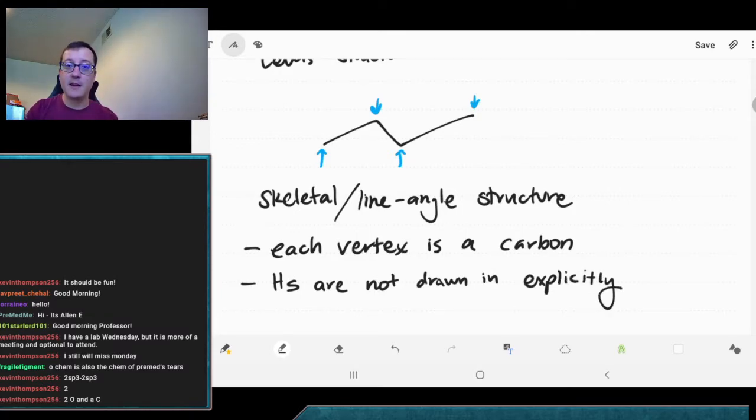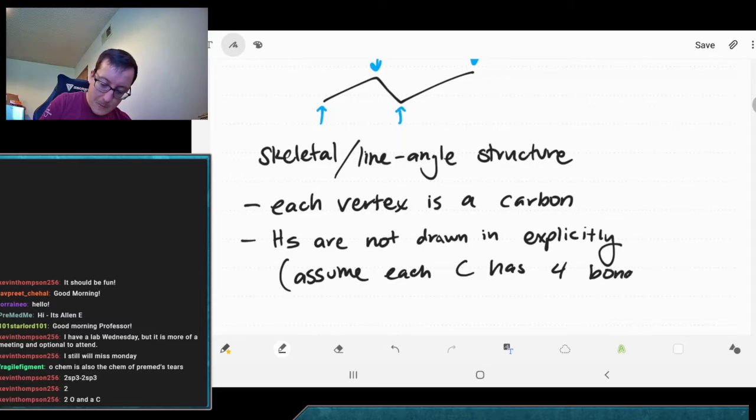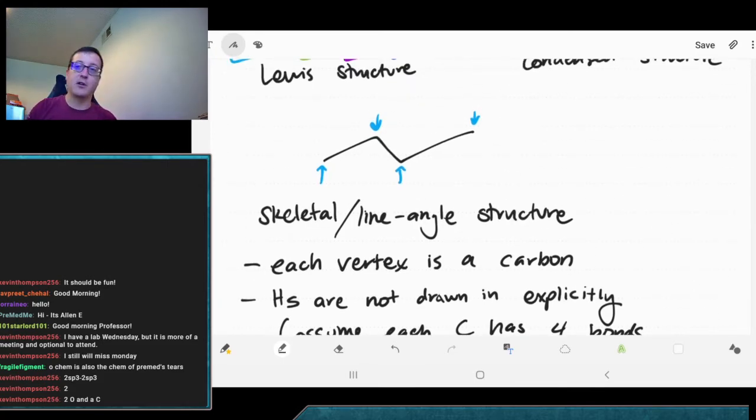We don't draw in the hydrogens because we are going to assume carbon has 4 bonds and that any undrawn bonds are carbon to hydrogen. So a skill that's going to be very important for us is being able to just take a look at a structure and being able to say how many hydrogens are on a particular carbon.